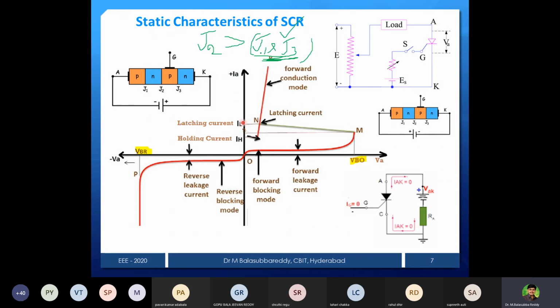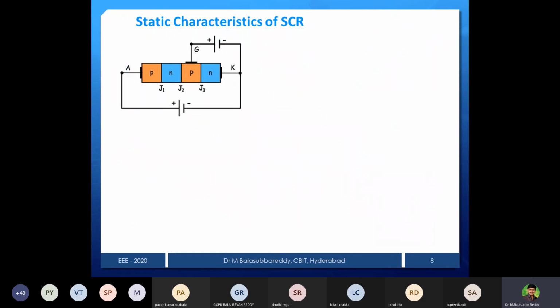The sum of the widths of J1 plus J3 during the reverse bias condition is comparatively less than J2. Then, to break down junction J2, we automatically require more voltage. That is the reason this breakover voltage is more compared to VBR. So that's why we need to apply more voltage to trigger this. These are the three modes of operation characteristics.